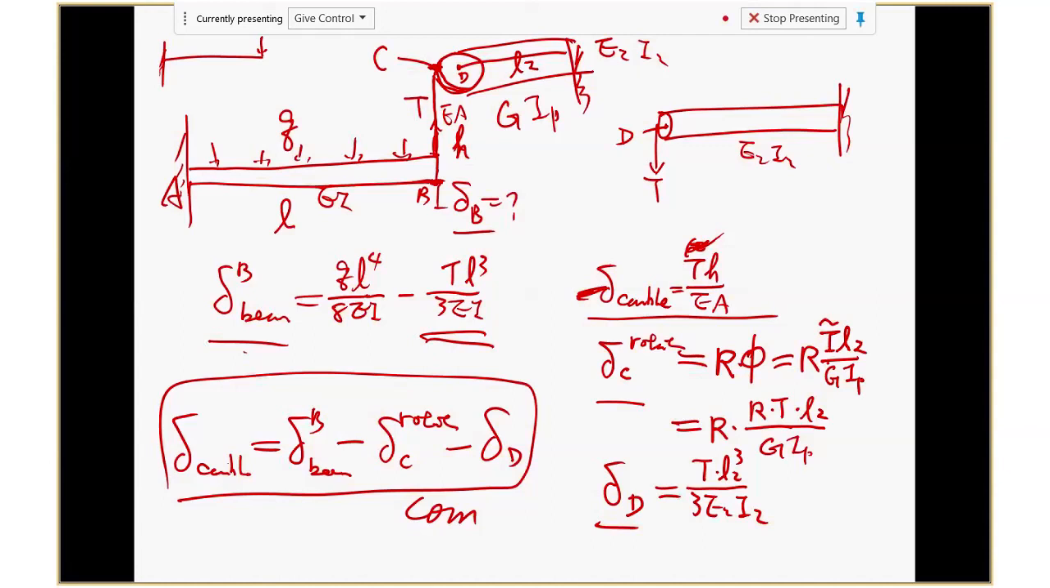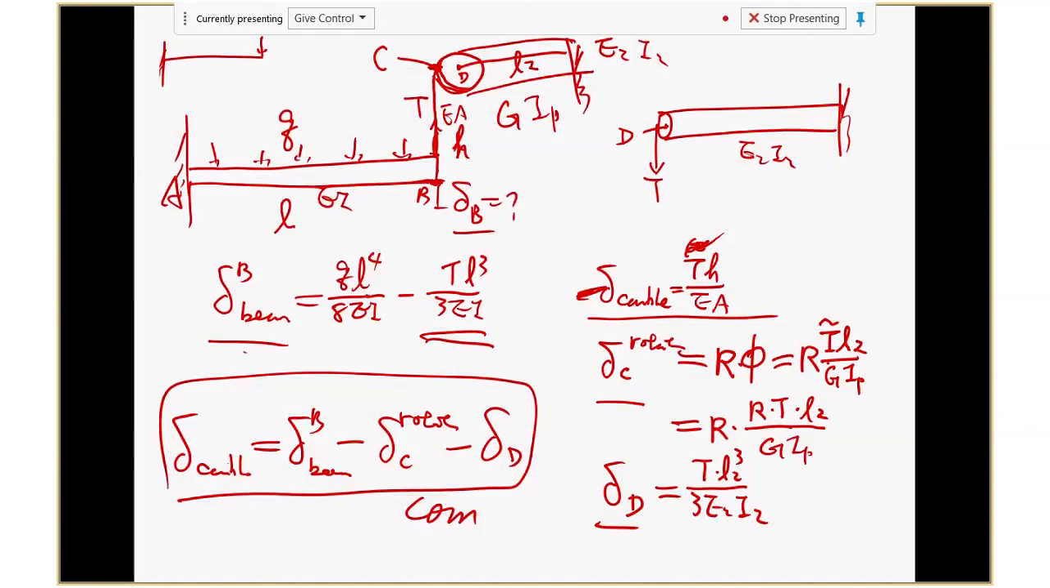Is everything added? Yes. Can you explain why the elongation from point C, the rotation, is negative? Okay, because the cable is pulling here. Pulling makes the shaft rotate. So the shaft rotates the same way. So when the shaft rotates by phi, this point C is going to move down a little bit. And that makes the cable shrink. So that's why it's a negative contribution.